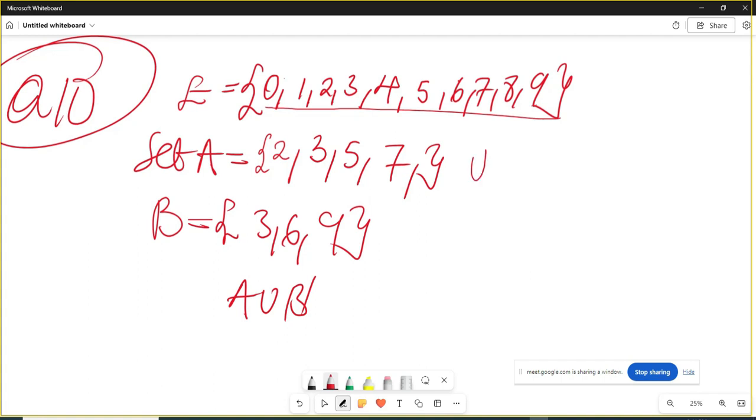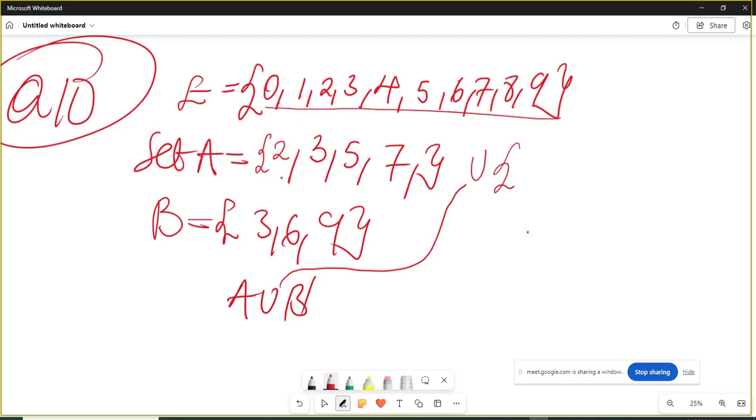Since 2, 3, 5, 7 represents set A, I've just written the union there. After that, let's identify B complement. B complement are numbers that are not in the given set, but they are in the universal set.